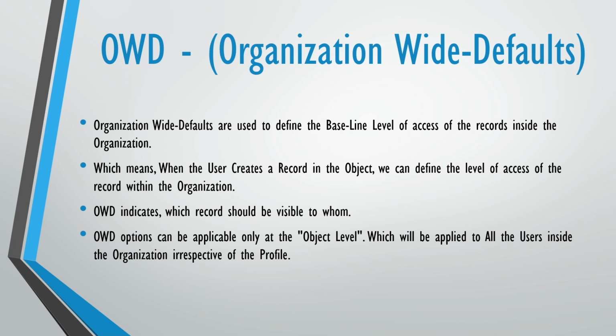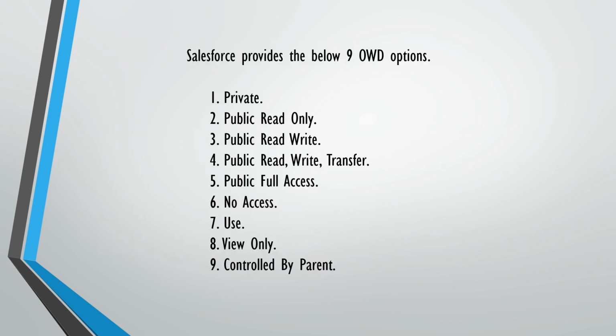OWD, Organization-Wide Defaults. Organization-wide defaults are used to define the baseline level of access to the records inside the organization. Which means, when the user creates a record in the object, we can define the level of access of the record within the organization. OWD indicates which record should be visible to whom. OWD options are applicable only at the object level, which will be applied to all the users inside the organization irrespective of the profile.